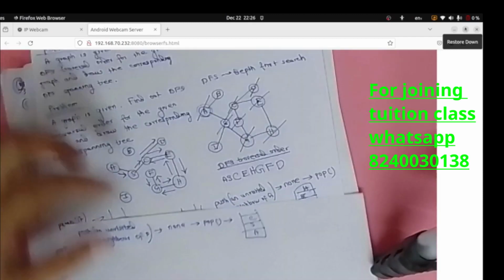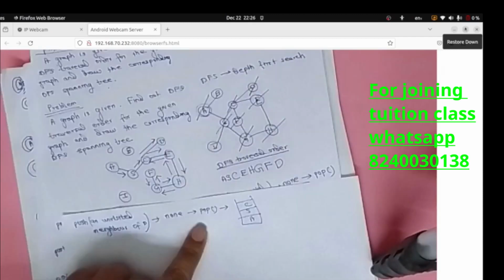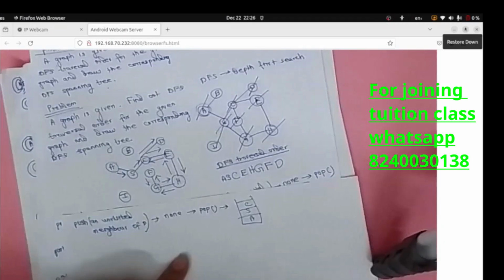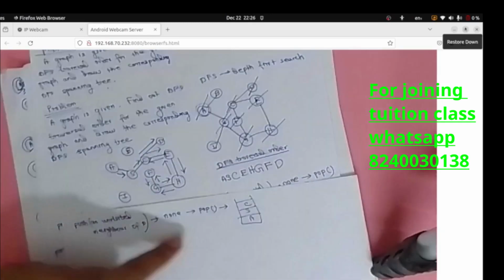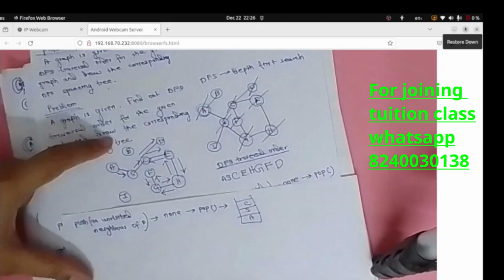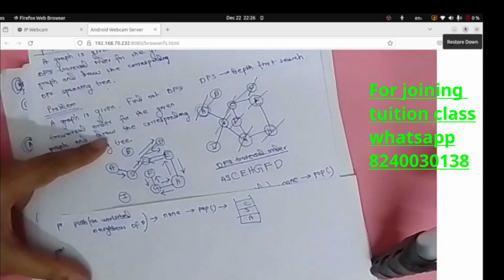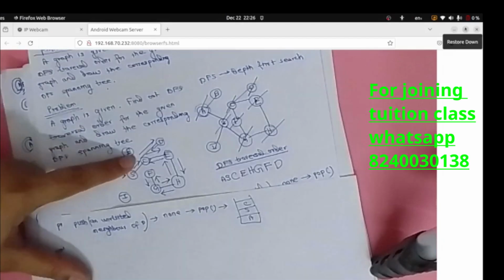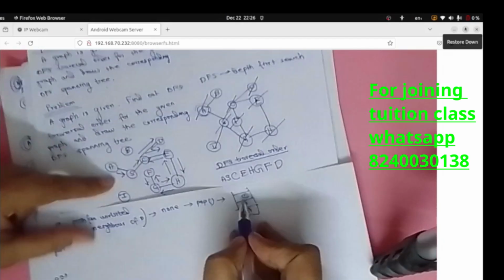And as it is a pop operation, there will be a backtrack movement from the current vertex D to its previous vertex, which is C. So there is a backtrack movement from D to C. Now the current vertex is C, okay? That is the topmost element.